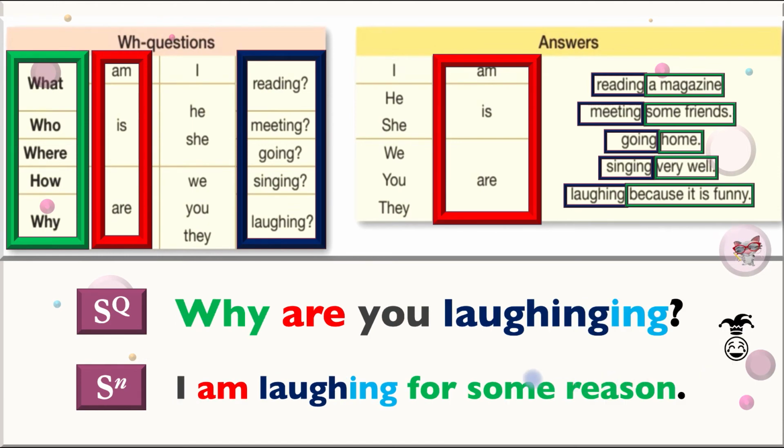Alright, and the last one. Why are you laughing? Now, this one has longer. Why are you laughing? For some reason. Notice here, for some reason, because why is usually answered with a reason. A reason you are laughing. So, why are you laughing? I'm laughing because it is funny.